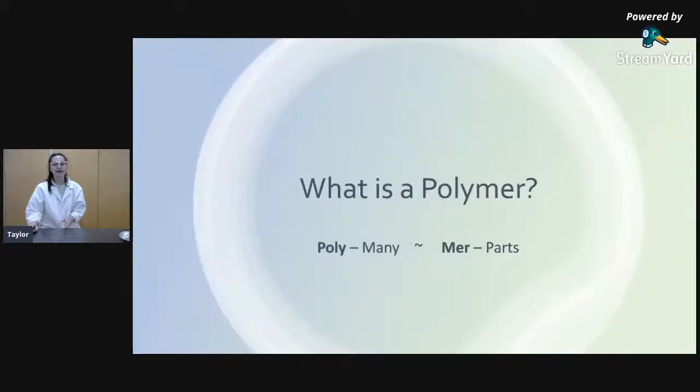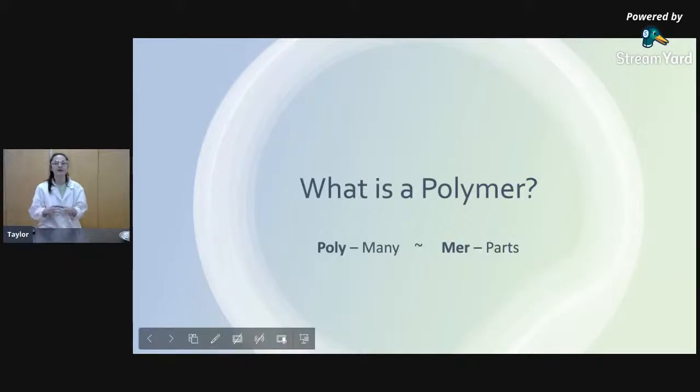So, what is a polymer? Let's break it down. The word polymer is a combination of two words, poly meaning many, and mer meaning part, or parts. So a polymer is a structure built of many connecting parts. These parts are usually very small molecules, known as monomers, that all connect to one another and form a really long chain.